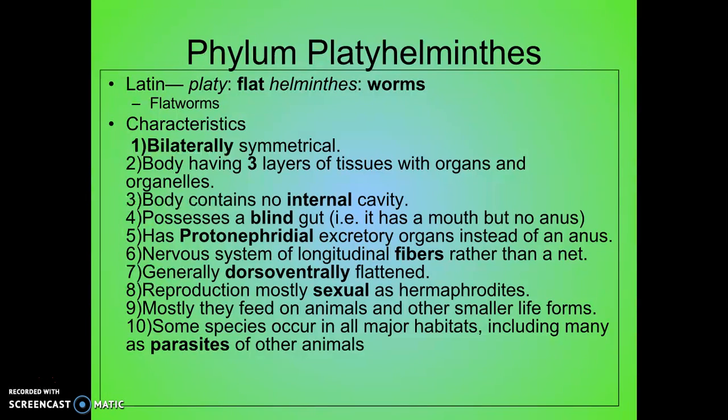They have longitudinal fibers rather than a net, which is a little more complex. Dorso-ventrally flattened, which means they look like a pancake. They are hermaphrodites, just like the worms we've talked about. And they can occur in lots of major habitats, including as parasites.